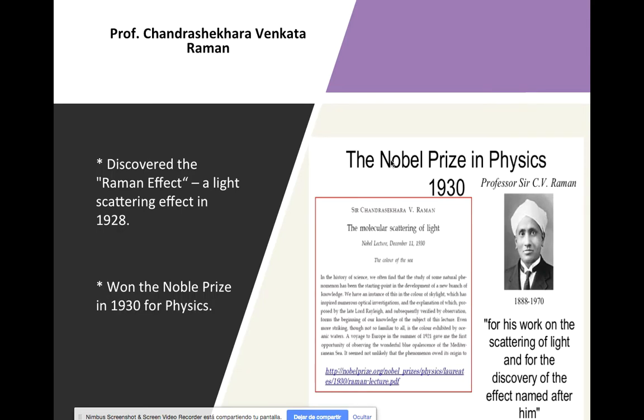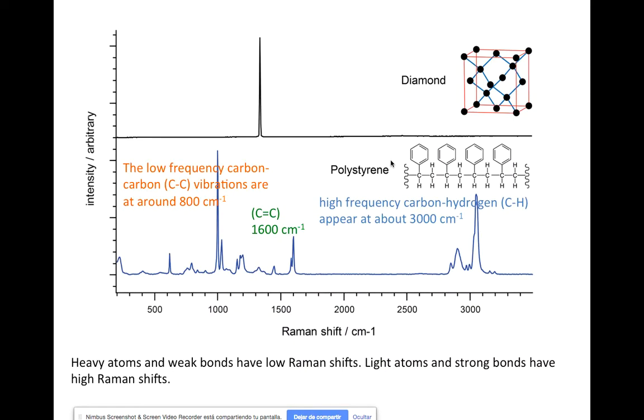Okay, now I'll be talking about Raman spectroscopy. It is named after Professor Chandrasekhara Venkata Raman, and actually he won the Nobel Prize for his work on the scattering of light and the effect of this. The Raman effect is a light scattering effect, and it's also vibrational spectroscopy. I'm not going to go into details. I just want to show the technique.